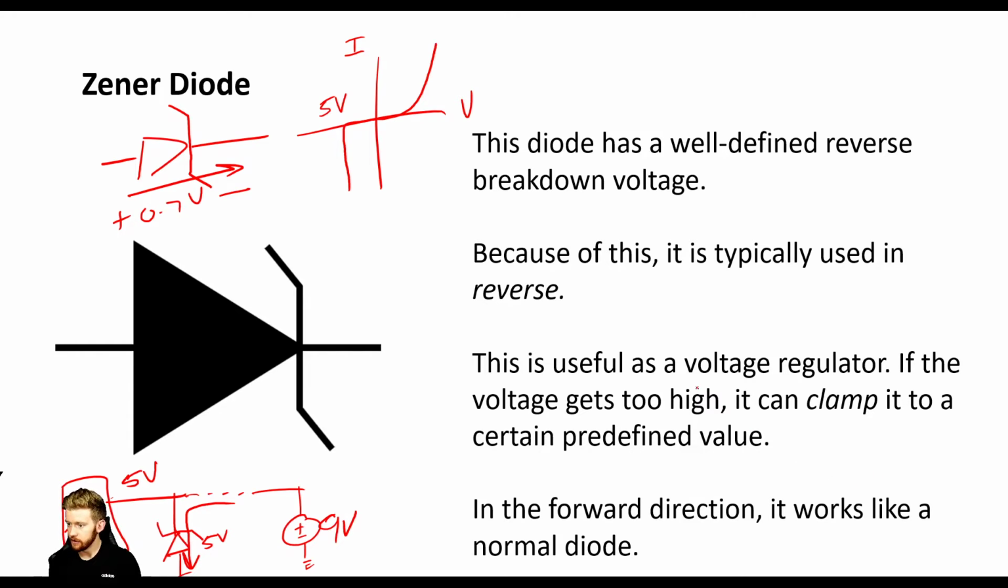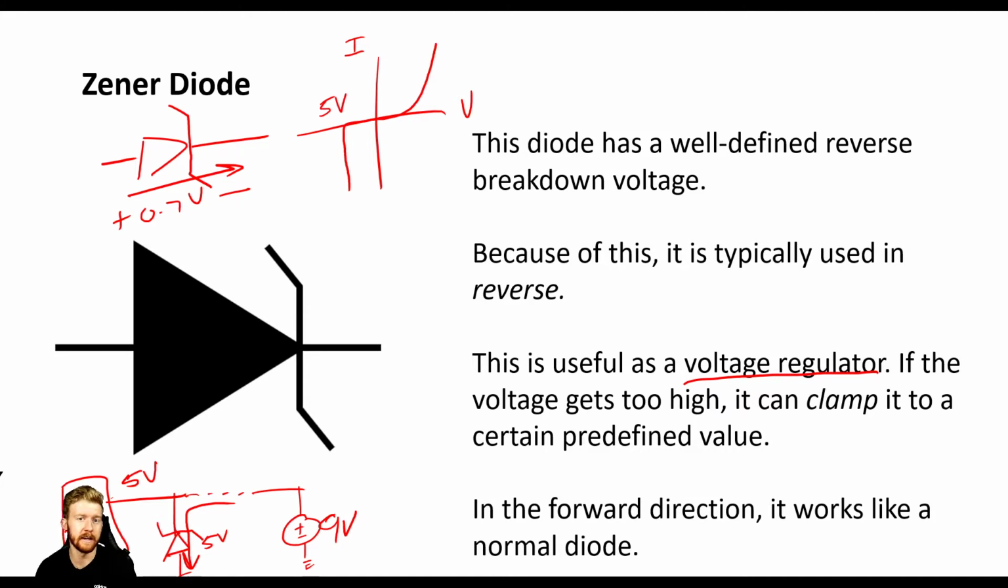So like I said, this is useful as a voltage regulator. If the voltage is going to get too high, it's going to do what's called clamping. It's going to clamp that voltage to a certain predefined value. So in this case for the Arduino, if we have that 9 volts there, it's going to drop that to 5 volts to make sure that we're not going to break any components. So this is really good if you know that there's a limit to some component that you don't want to go over. So maybe if it's something like a transistor that you don't want to accidentally break, you can include a Zener diode there to make sure that that voltage does not go above some specific value.